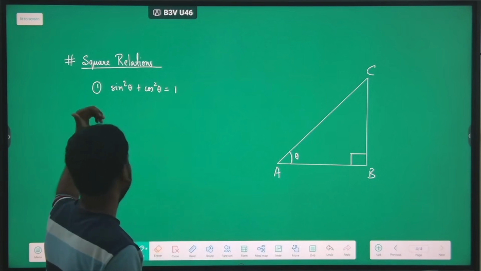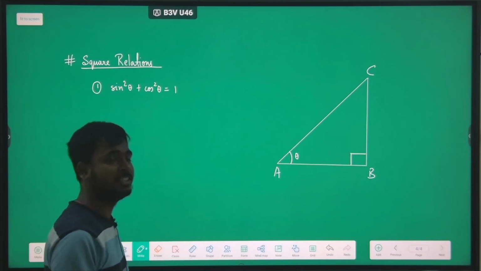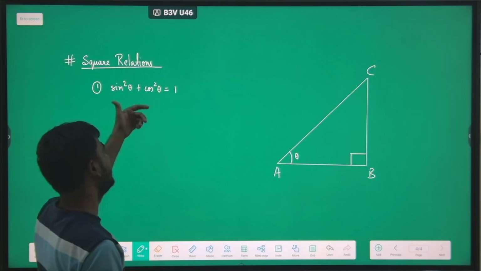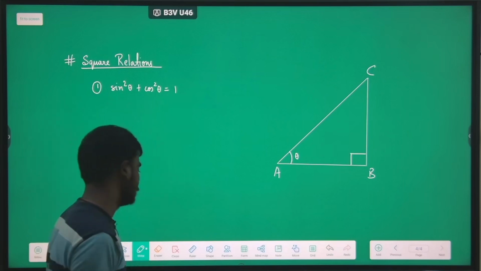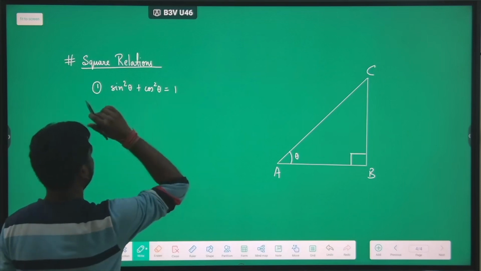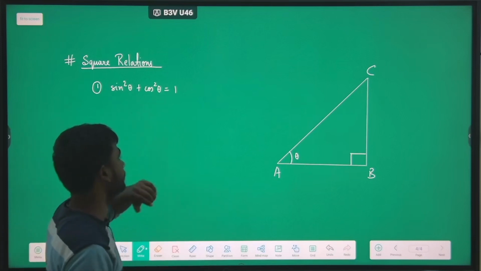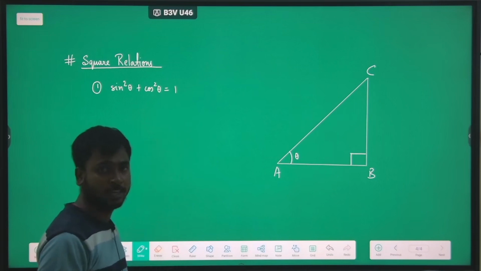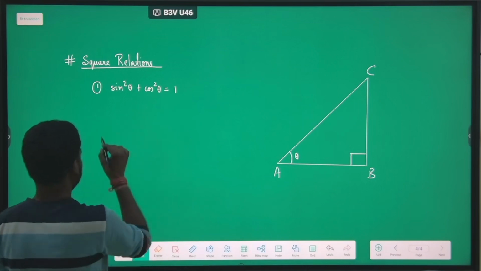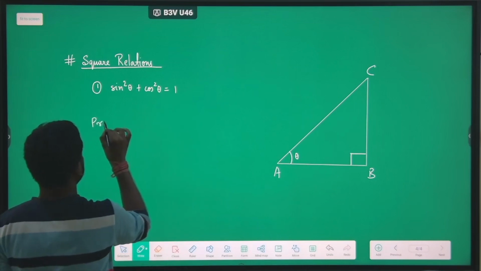Now we are moving towards square relations, the square relations between these trigonometrical ratios. First is sin square theta plus cos square theta is equal to 1. You will say, how can you prove it? So let me prove it for you. This is my proof.